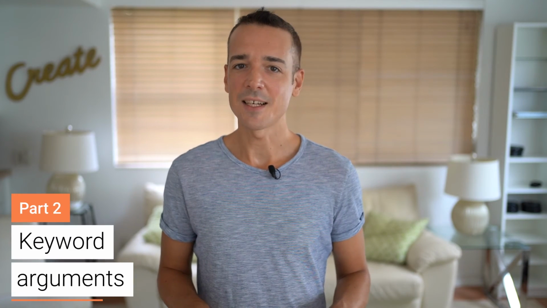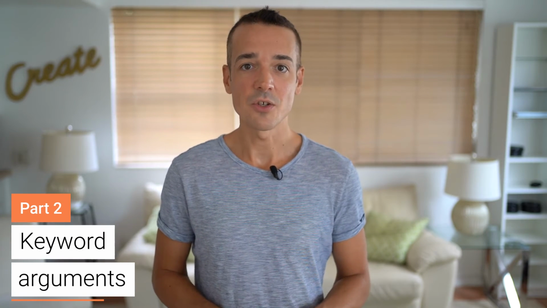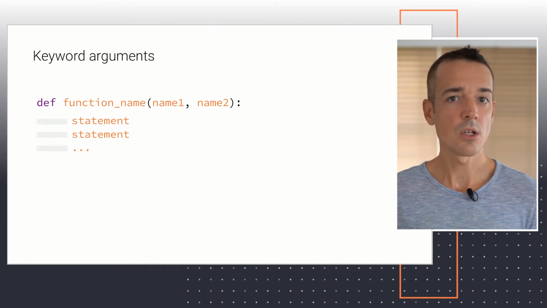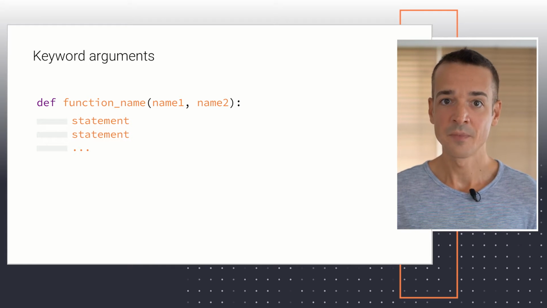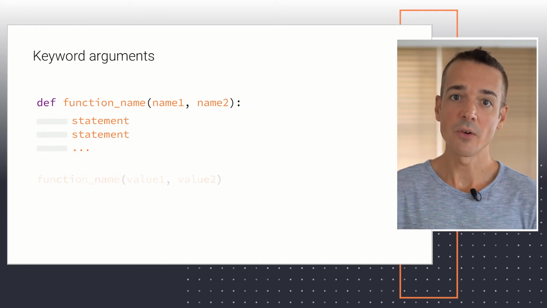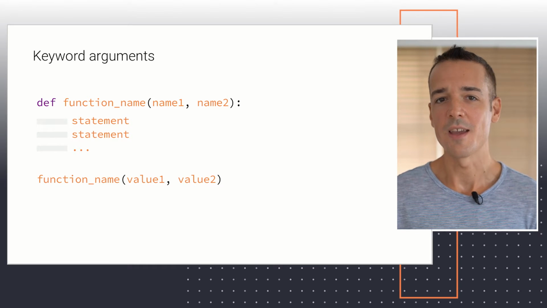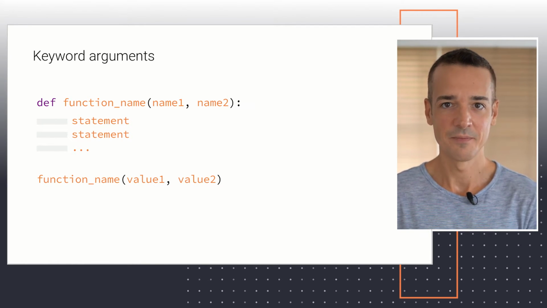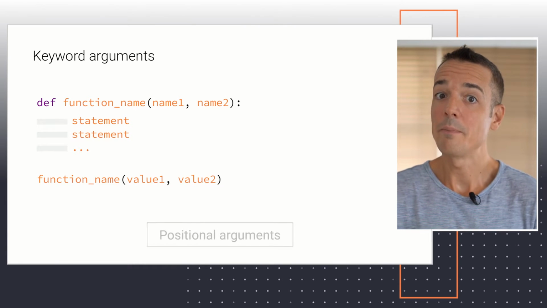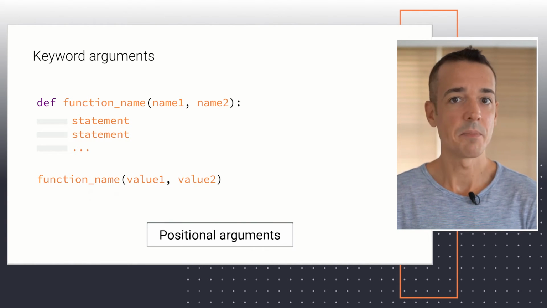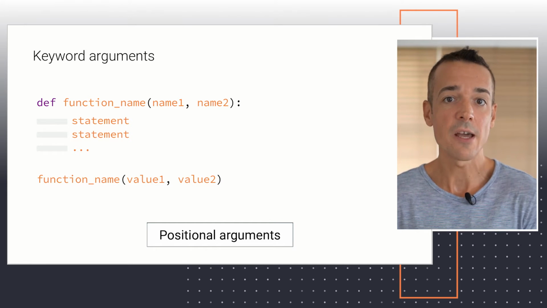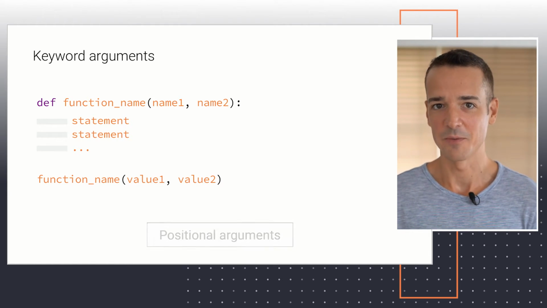Another interesting syntactic feature related with function invocations is the use of so-called keyword arguments. Consider the following generic function definition, which includes two parameters in its header. In our main program, we may invoke this function in the traditional way, where we pass as many values as parameters are listed in the function header. These are what we call positional arguments, since the position of each value in the function call determines the parameter of the function header that it is mapped to.